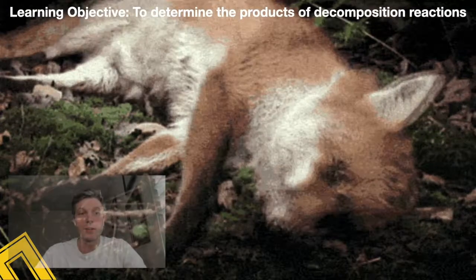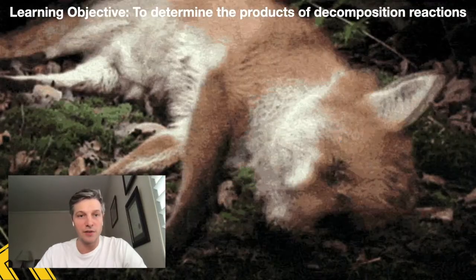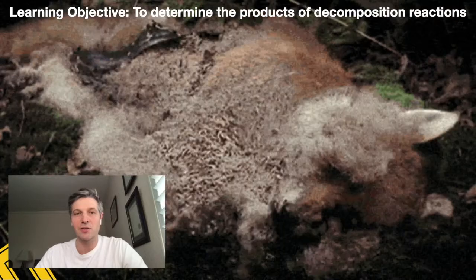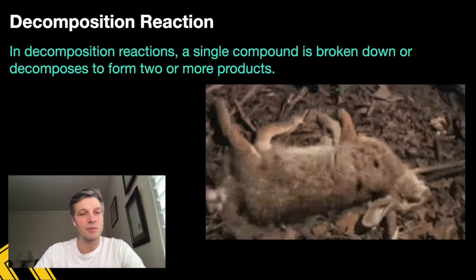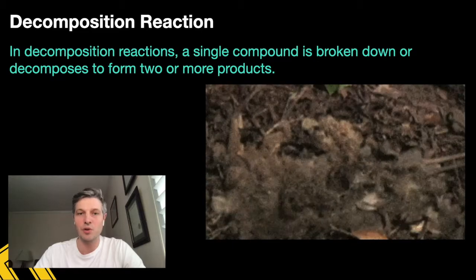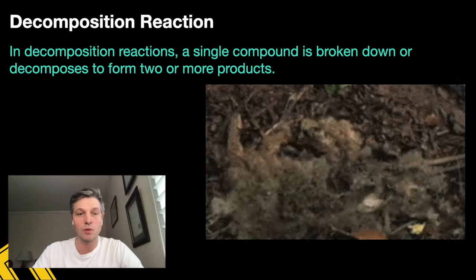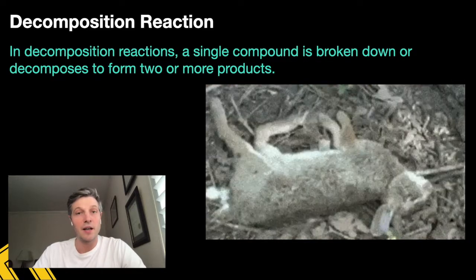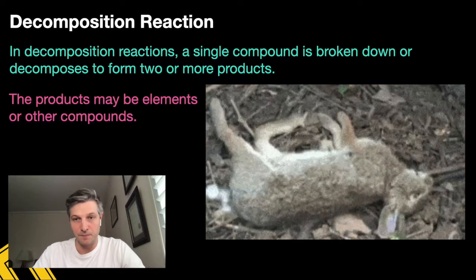So we are going to begin with our different types of reactions with decomposition reactions. The learning objective for this lesson is to determine the products of decomposition reactions. Very simply, a decomposition reaction is when a simple compound is broken down or decomposes to form two or more products. Now the products can either be elements or they can be other compounds.